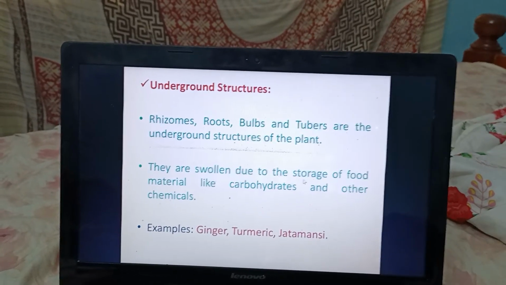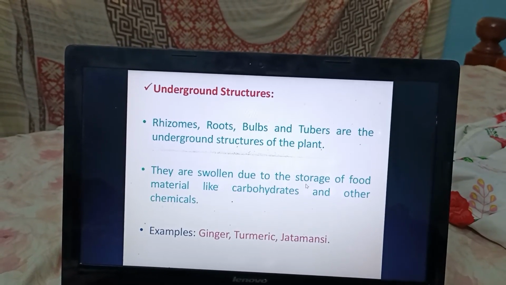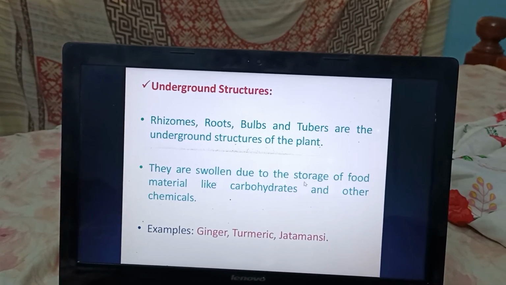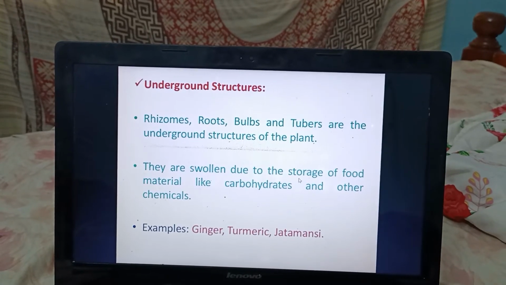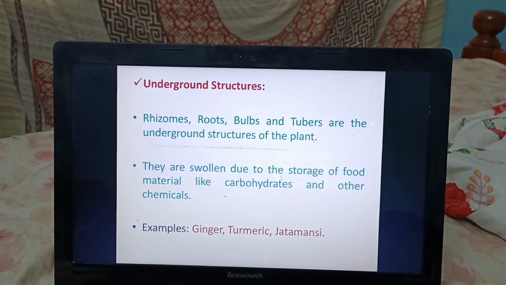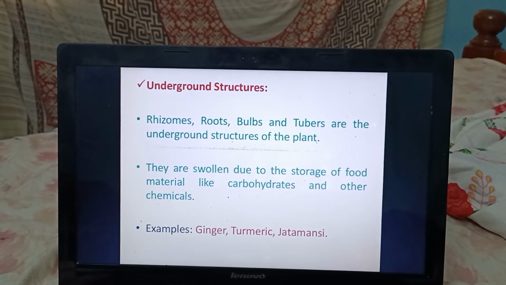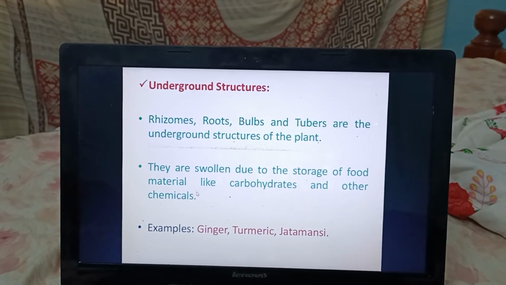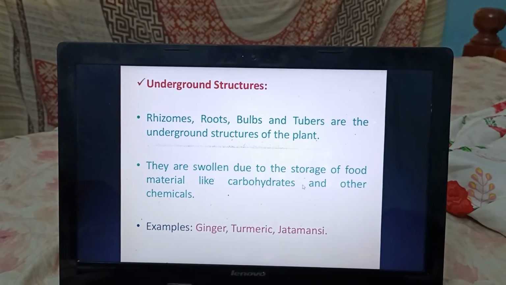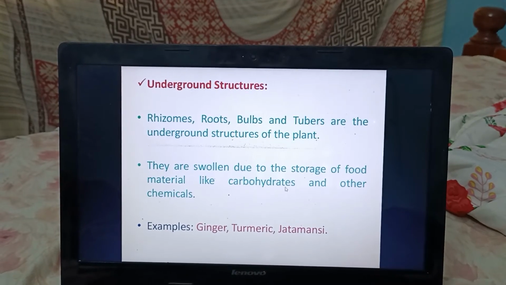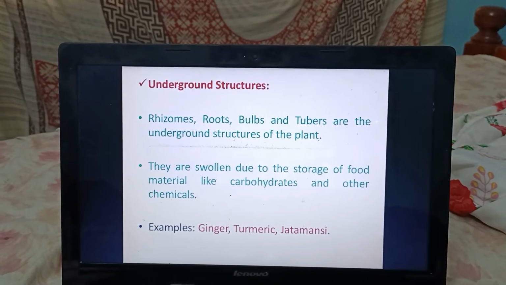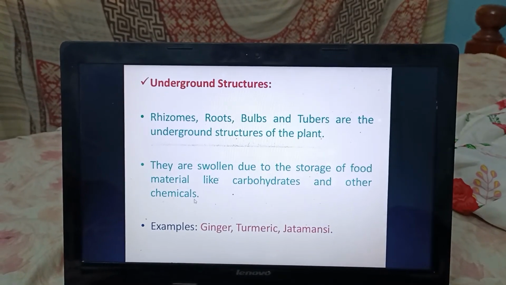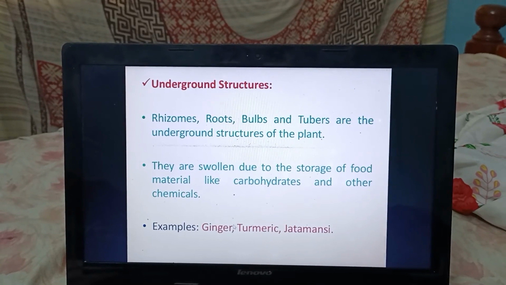That means these can store food using their roots. So rhizomes, roots, bulbs and tubers are the underground structures of a plant. They are swollen due to the storage of food material like carbohydrates and other chemicals. That is why they look like a bulge, uneven structures.